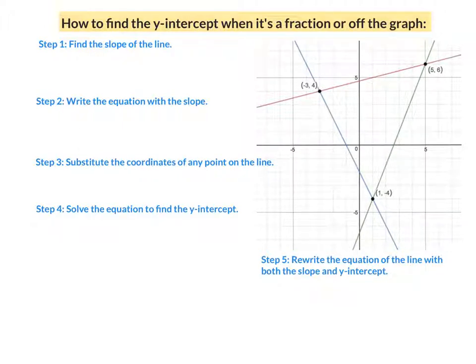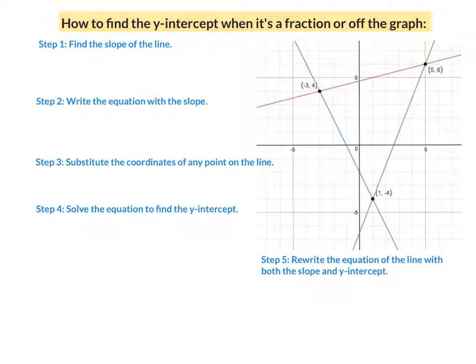As you're working on your project, you may come across a line that does not have a nice integer y-intercept, or maybe the y-intercept is off the edge of your paper and you can't see what it's going to be. If that's the case, you can go through these steps to find the y-intercept for your line.